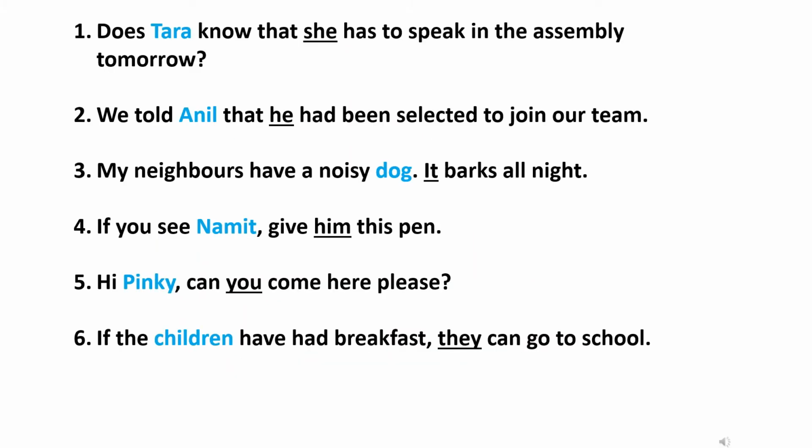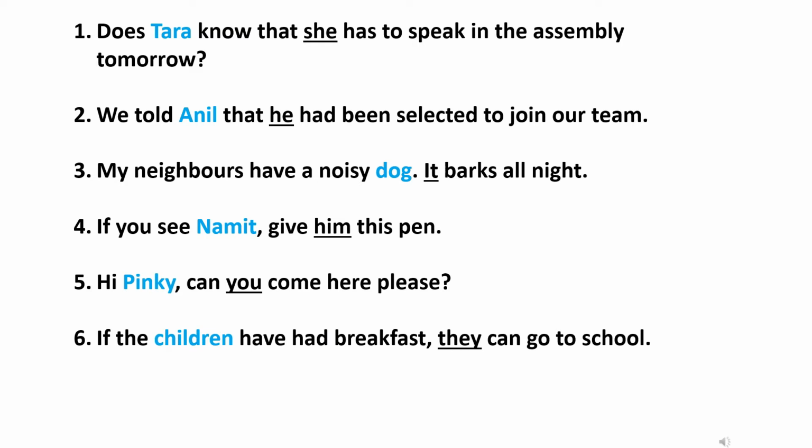Here are the answers. First, does Tara know that she has to speak in the assembly tomorrow? She is the pronoun and Tara is the antecedent. Second, we told Anil that he had been selected to join our team. He is the pronoun and Anil is the antecedent. Third, my neighbors have a noisy dog. It barks all night. It is the pronoun, dog is the antecedent.